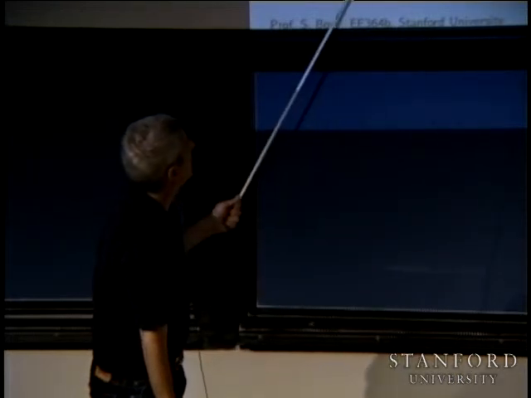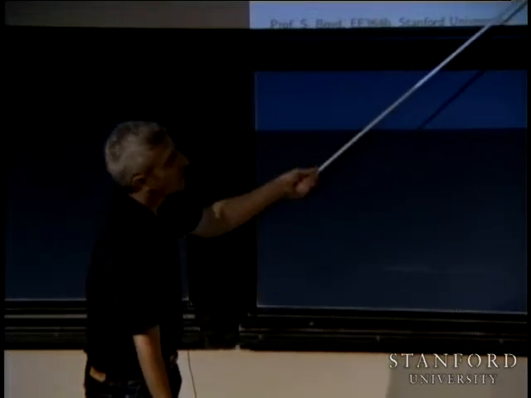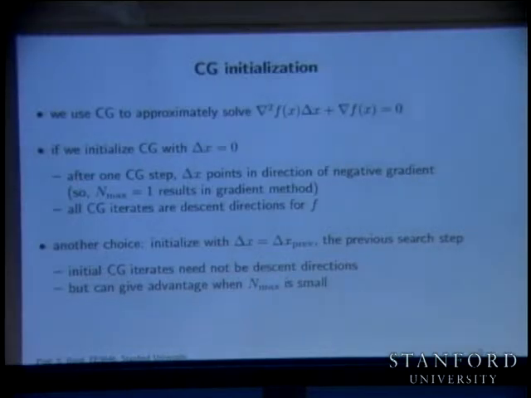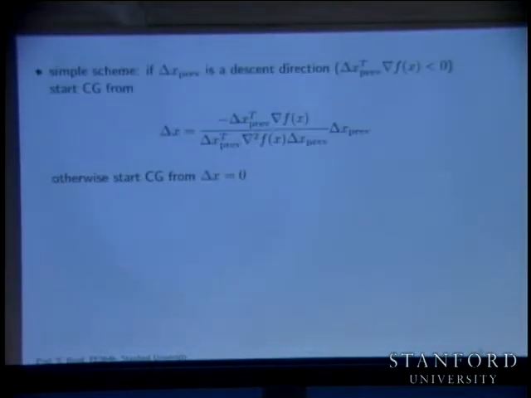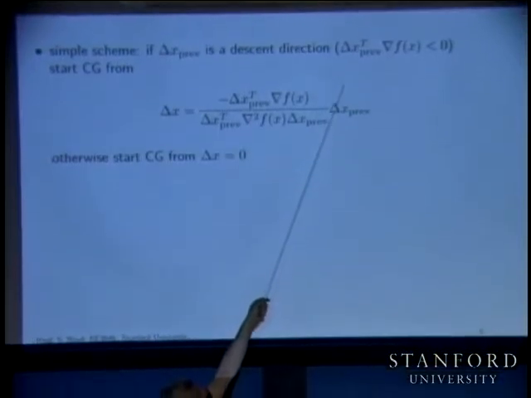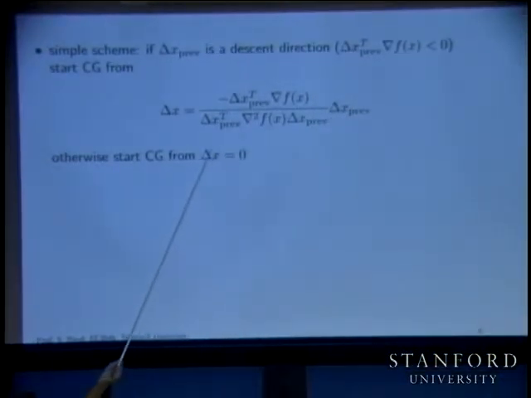And this might not be the case here. But you can give it an advantage if you're only going to do 10 steps. If that's what your tuning suggests, you can actually do really well by just using the previous one. And a simple scheme is something like this: if the previous step is a descent direction for the current point, use it to initialize this way; otherwise you initialize from 0. And these are just sort of schemes.